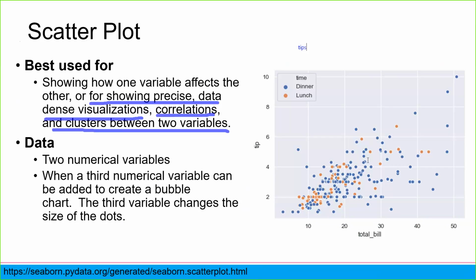So this data is collected by the waiter. The waiter checks how much tips are given by the customer, and also he collects the total bill. So the waiter knows how much the customer pays for the bill and how much tip is given by the customer. They want to see whether there is a correlation between the total bill and the amount of tips. And this is the plot.